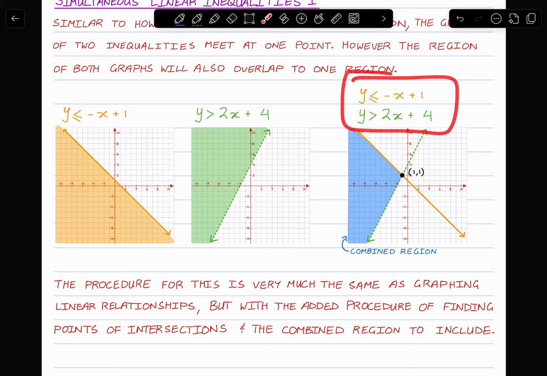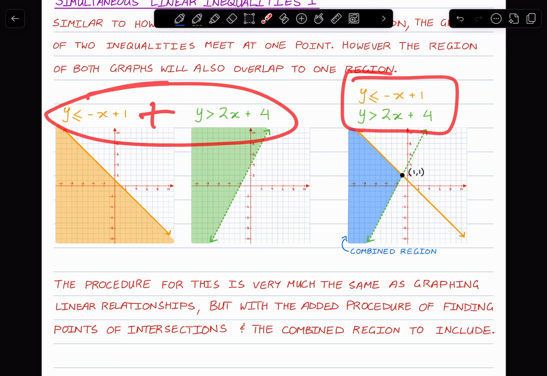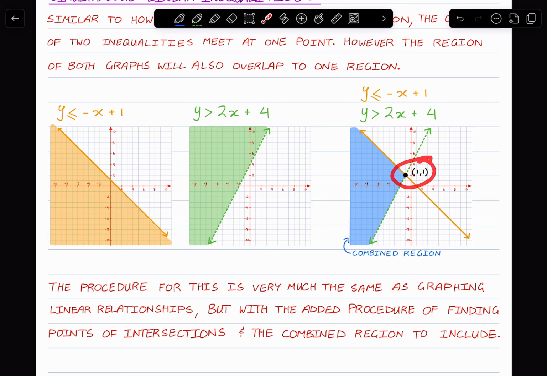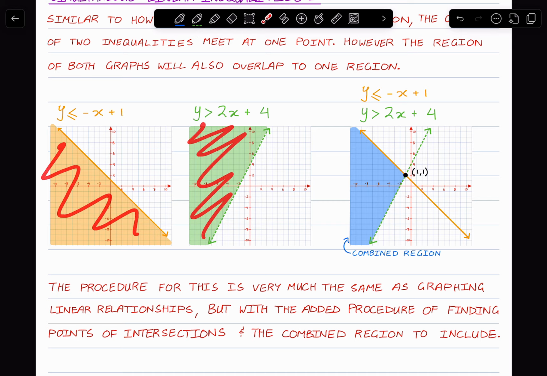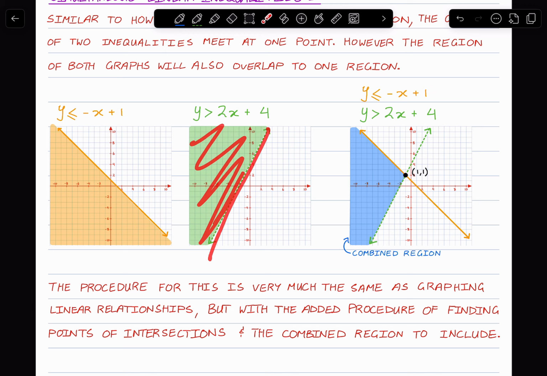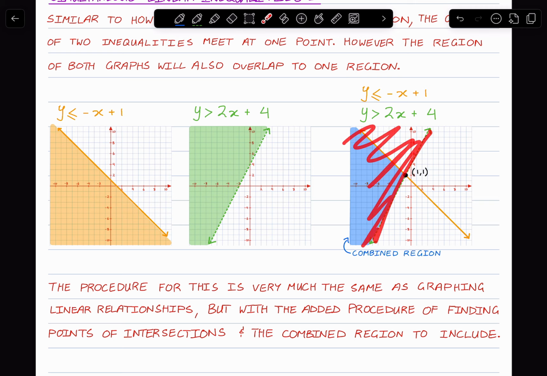Now, take a look at what happens when we combine these two graphs into the one Cartesian plane. Firstly, we find a point of intersection. In this one, it's going to be at 1, 1. But also, these two combined regions become this. As you can see, it's below the orange, so everything below the orange. But on top of that, it has to also be above the green. The combination of both, we are left with this one here.